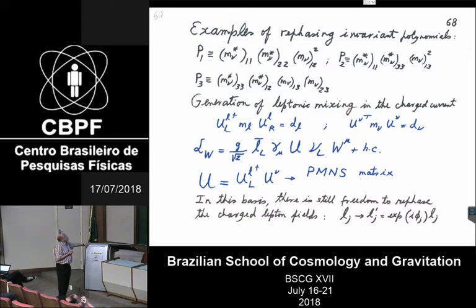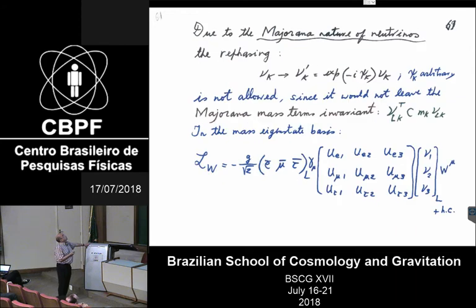You cannot redefine the phase of Majorana neutrinos because in Majorana, if you do rephasing, then the phase appears in the mass matrix, because this is Majorana nu transposed nu. So you cannot, but you can do it in the charged lepton sector. So if you do that, you cannot eliminate as many phases. You can generate the PMNS matrix.